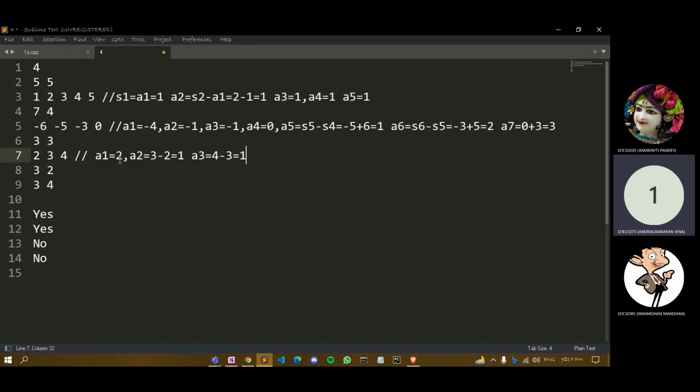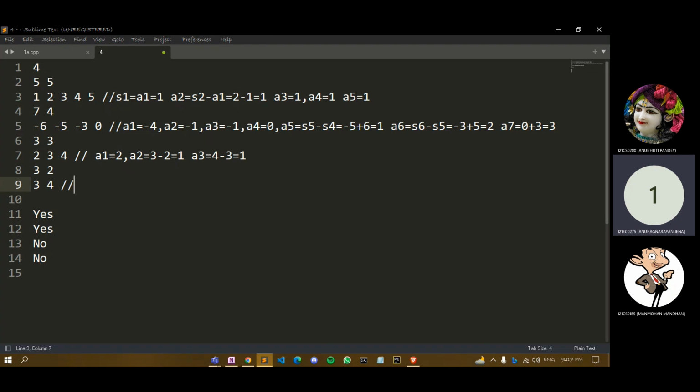So it's not an increasing array, and we can't make it an increasing array also, because the first term is only given as 2, and then it's decreasing the sum because 1 is coming and then 1 again. So we can't make it, and so the answer is no.